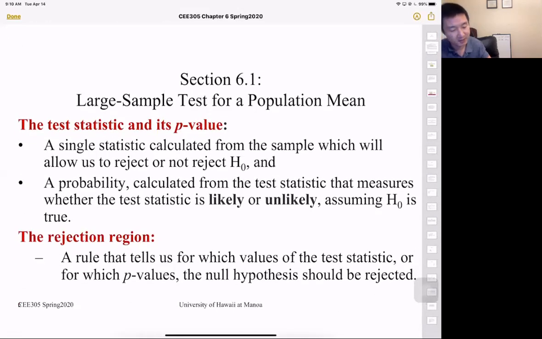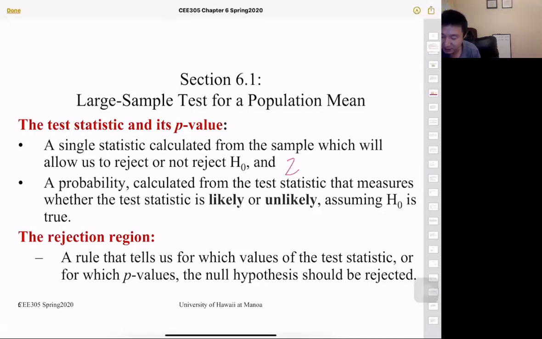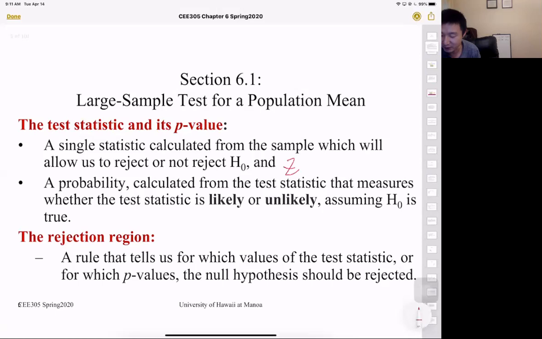All right, we have some new words here, the test statistic and the p-value. Okay, especially the p-value is new here. A test statistic is a single statistic calculated from the sample which allows us to reject or not reject H0. For example, we calculate a z-value. We know the z-value very well right now. This is based on the z-table from table 8.2. Okay, so the z-value is an example of a test statistic. So we calculate that value.